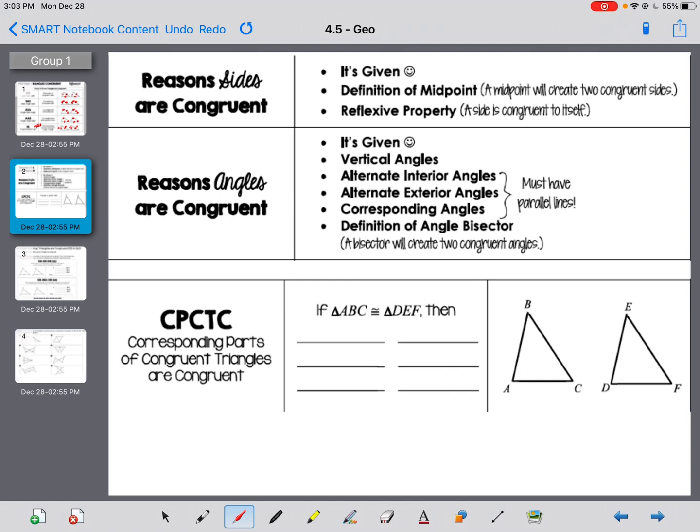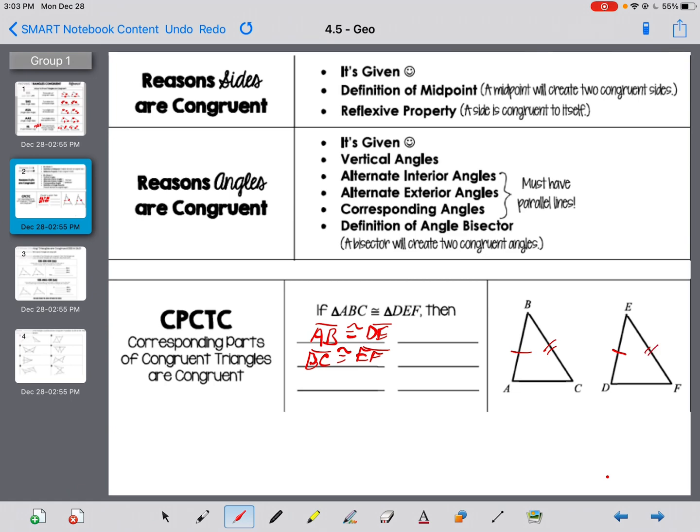Or CPCTC. So if they say if triangle ABC is congruent to DEF, then we know all of these parts. Right? We know that AB is congruent to DE. We know that BC is congruent to EF.